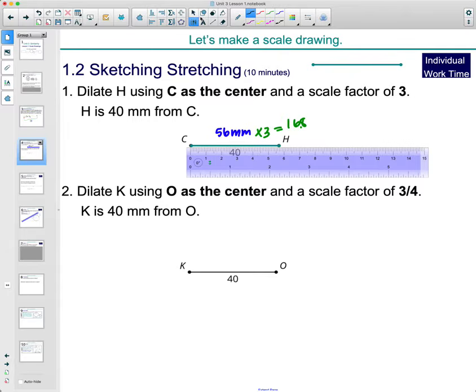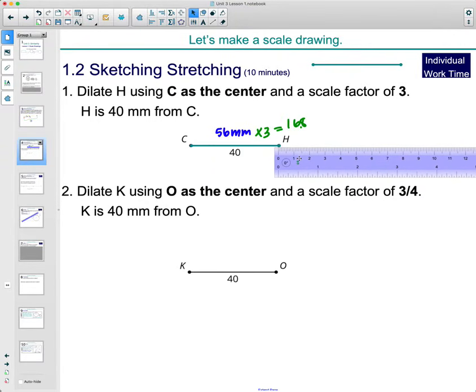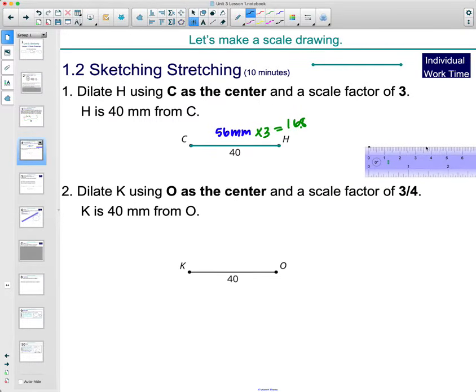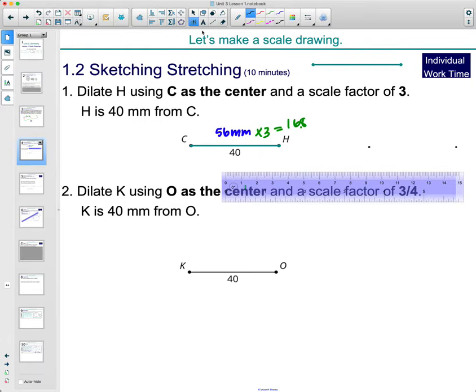So I'm actually going to just measure this 56. I'm going to move this, and I'm going to measure 56 again. And then I'm going to do it again. So now I'm going to measure 56 from this point. So I've done that scale factor 3 times. Then you could just connect this. So you're doing it along this ray, right? And so then here is where that H prime would go.